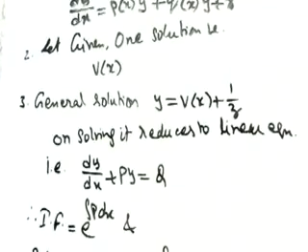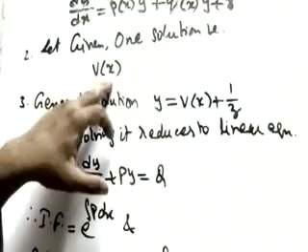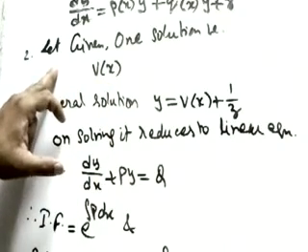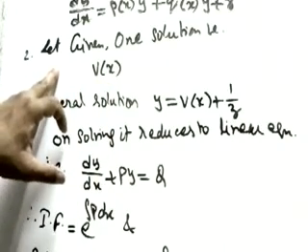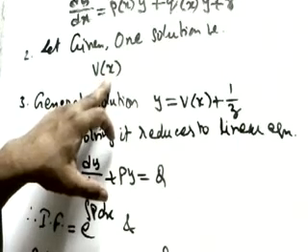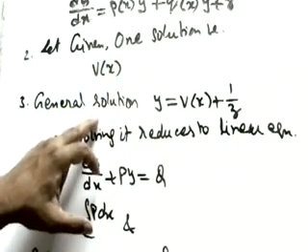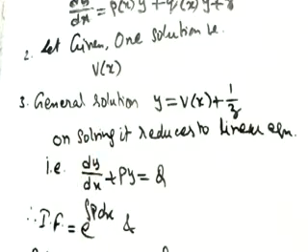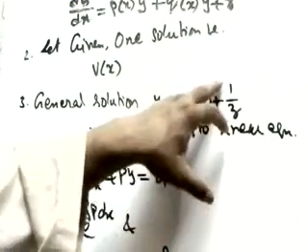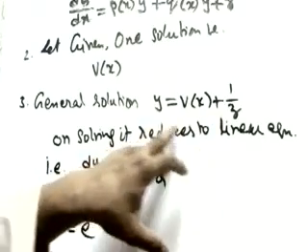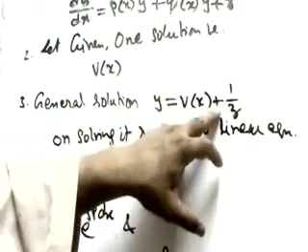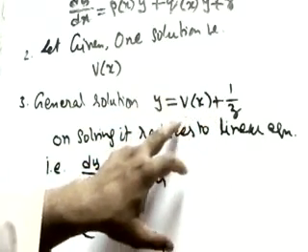For this, one solution will already be given in the question. That one solution we suppose as v of x. Now the general solution for this will be the third step. The general solution is y equals v of x plus 1 by z.